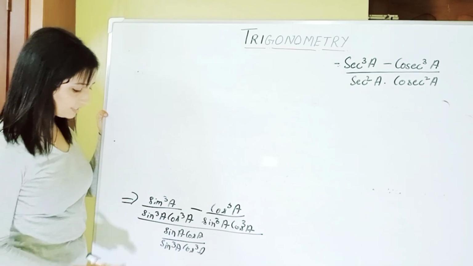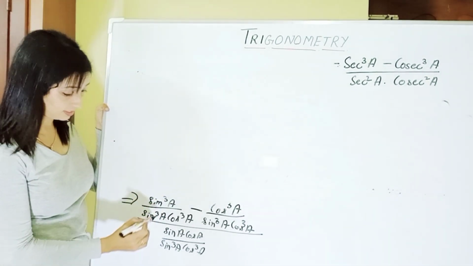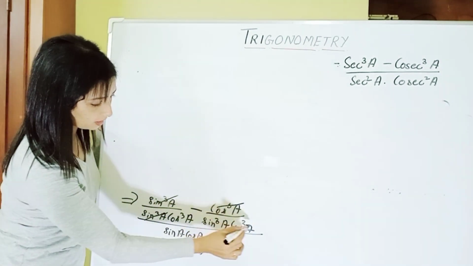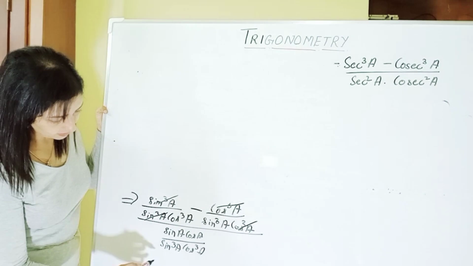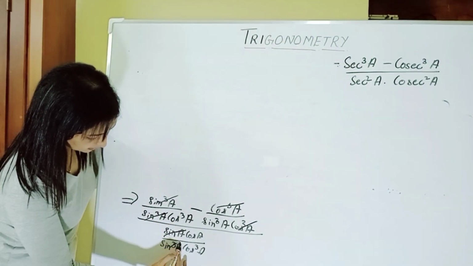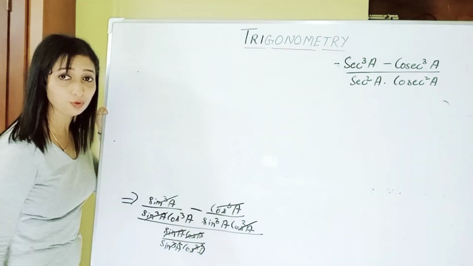So what do I get? I get sin cube and sin cube, I can cancel. So I am cancelling sin cube A. Here cos cube A I can cancel. Here sin A and cube gets cancelled to square, cos A and cube get cancelled to square.